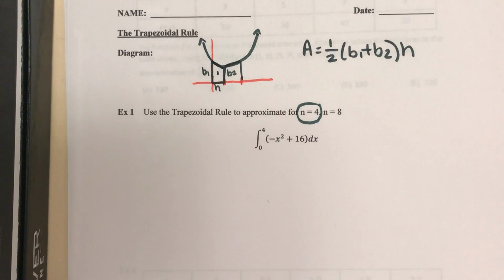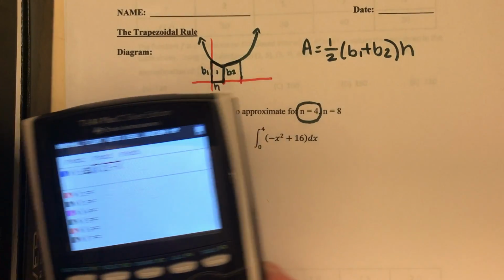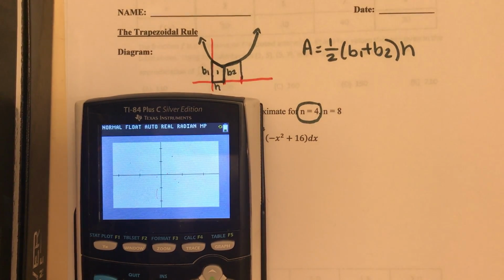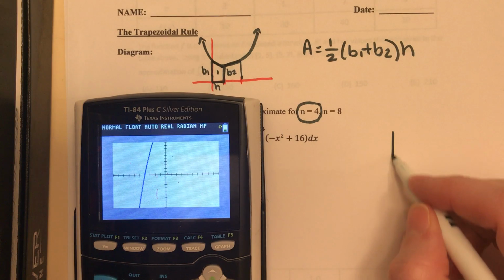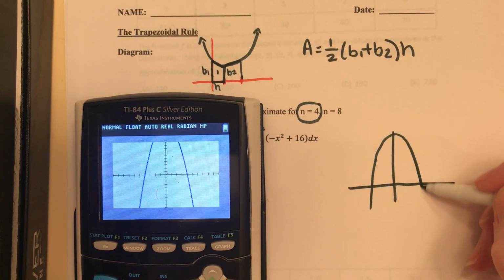So first thing I'm going to do is take a look at what that graph looks like. So I'm going to go to my y equals on my calculator, and I'm going to plug in negative x squared plus 16 and take a look at the graph. And I'm going to zoom 6. I'm going to draw a sketch here. So it's an upside down parabola.